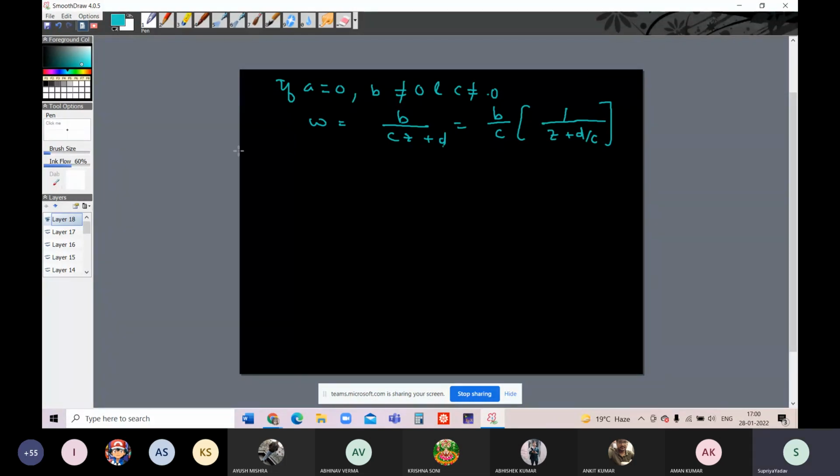Okay, so we have discussed bilinear transformation in the finite complex plane. Now we will discuss the same mapping in the extended complex plane, meaning when we include infinity in both the z plane and the w plane, so mapping in the extended complex plane.